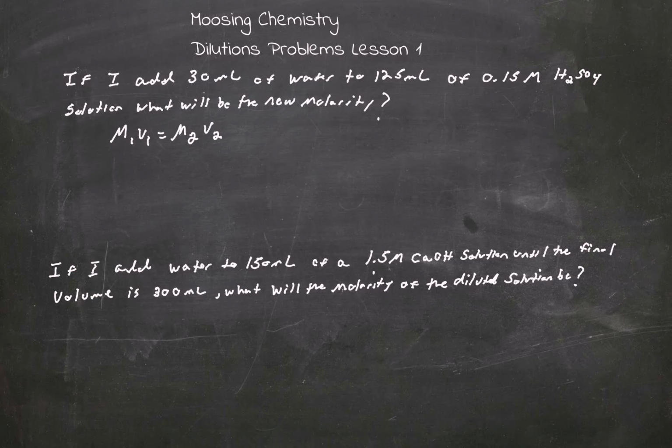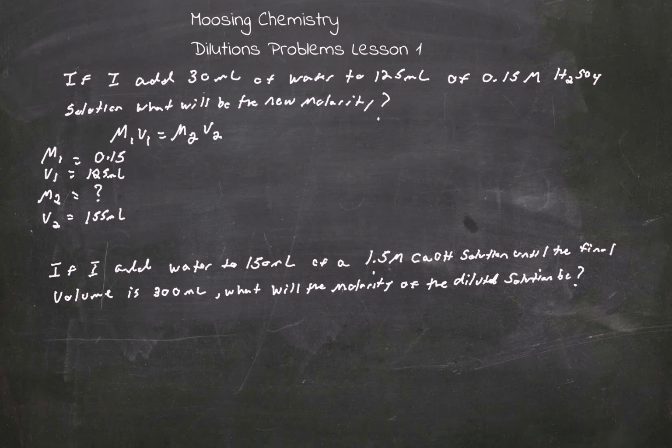So what we need to know is, first of all, M1, V1, M2, V2. So let's figure out what our players are. So we're adding 30 milliliters of water to 125 milliliters of water. So our original amount is 125 milliliters. Our second volume would be 155 milliliters. Our original molarity was 0.15, and we want to know what the new molarity is going to be.